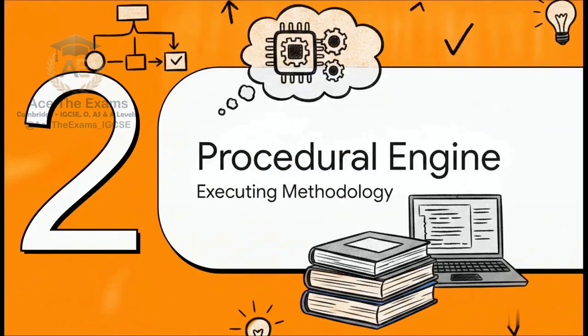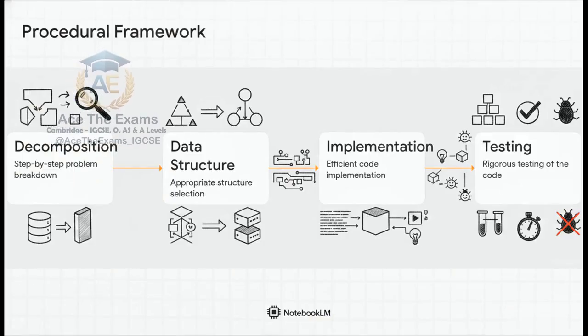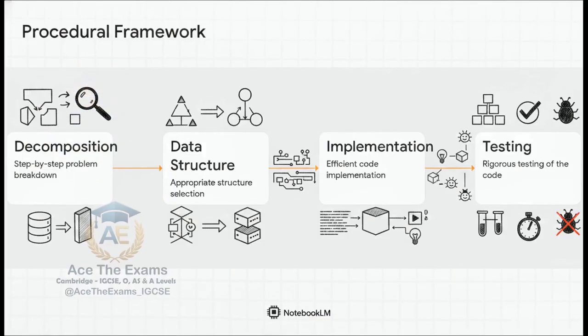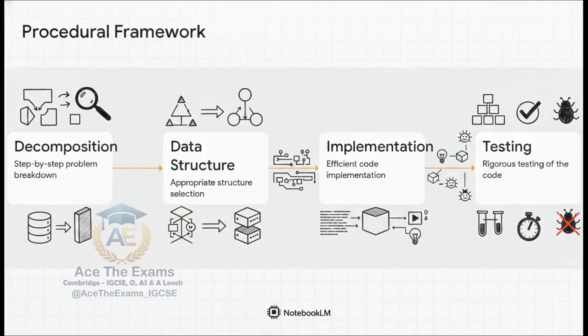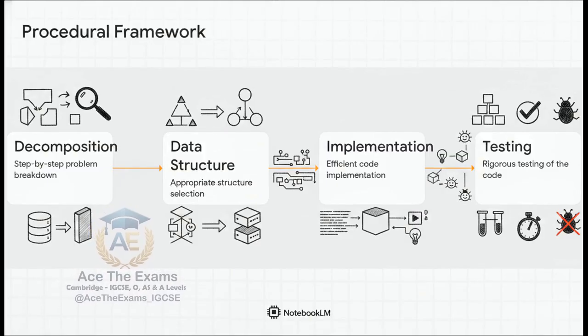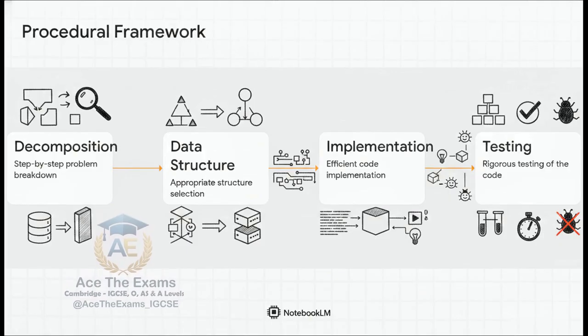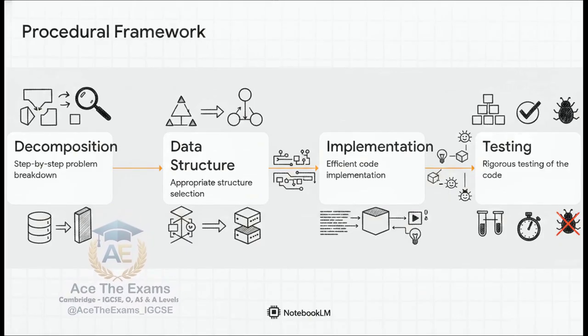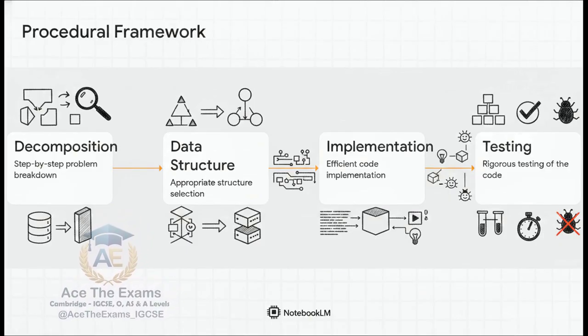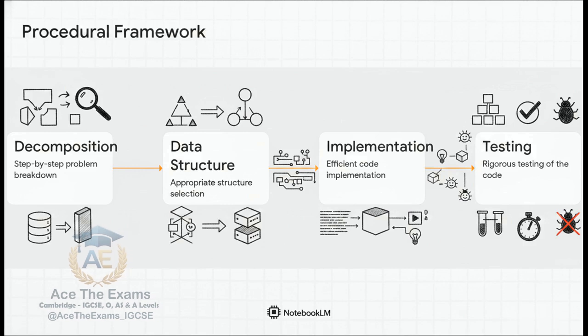Moving right along to Section 2, the procedural engine, executing the methodology. Algorithmic thinking for utility software requires an incredibly strict 4-step framework. You start with step-by-step decomposition, then appropriate data structure selection. Third is efficient code implementation. And finally, rigorous testing. Let's bring Alex and Sam back in for a live transformation.